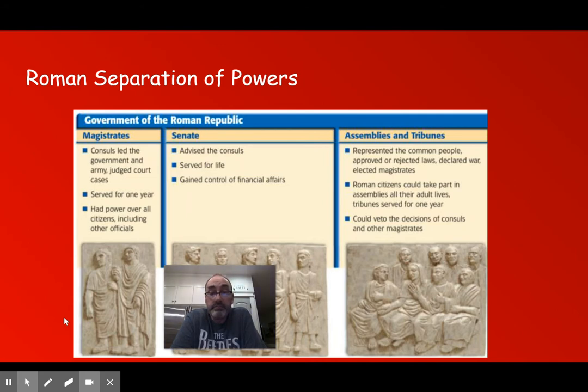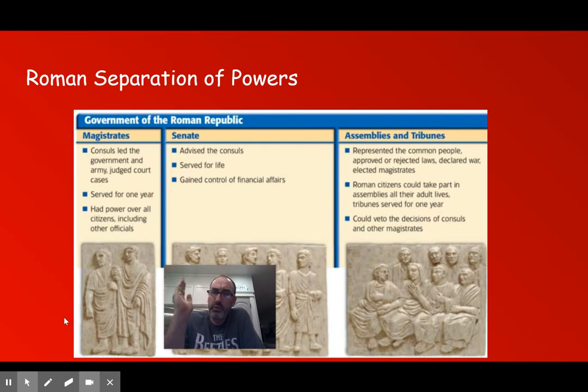Now the Senate. It was very much just an advisory council. They could not vote and do anything. Later on, they'll get some more powers. Now, the assemblies, it's pretty complicated. And I have a diagram at the end of this that will show you how complicated it is because there's more than one assembly, but they represented the common people.